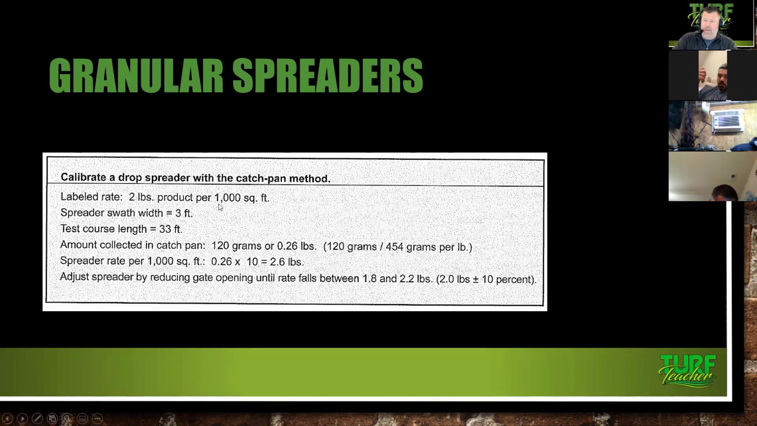Here, using the catch pan method, you've got a label rate of 2 pounds of product per 1,000 square feet. Your spreader swath width is 3 feet. So that means your test course is going to be 33 feet. The amount collected in the catch pan is 120 grams, or 0.26 pounds. And then your spreader rate per 1,000 is 0.26 times the 10, or 2.6 pounds. Adjust the spreader by reducing the gate opening until it falls between 1.8 and 2.2 pounds, the 2 pounds plus or minus the 10%.